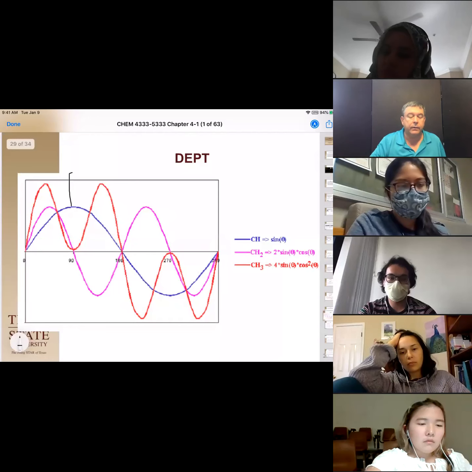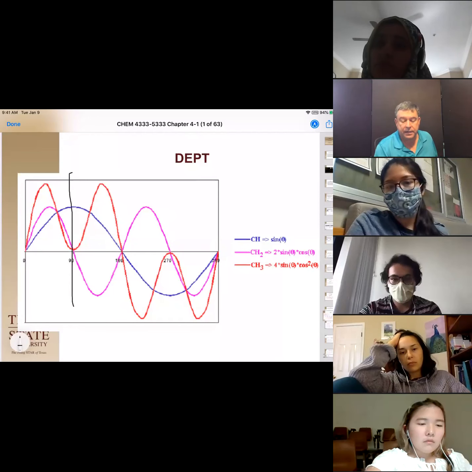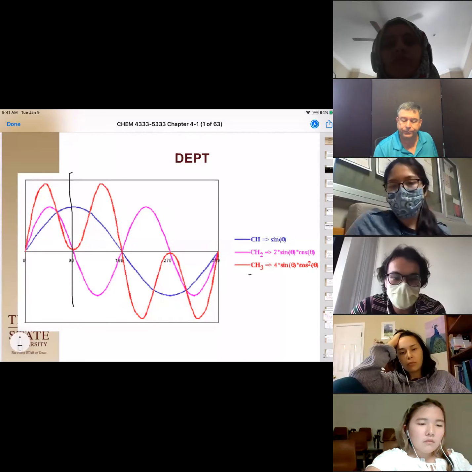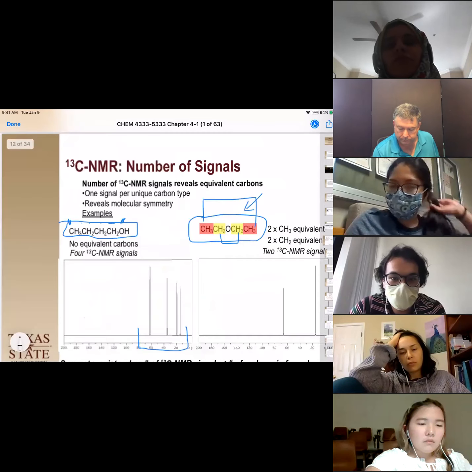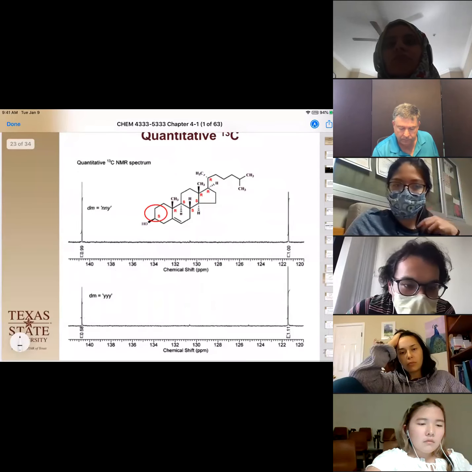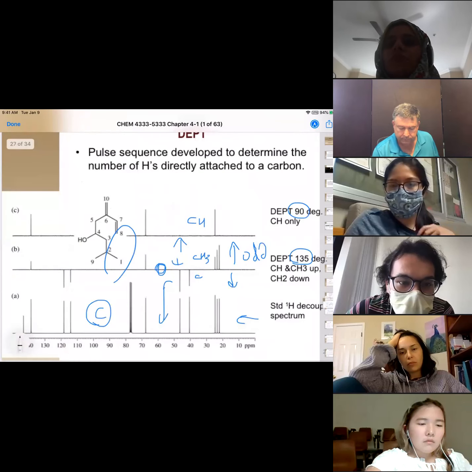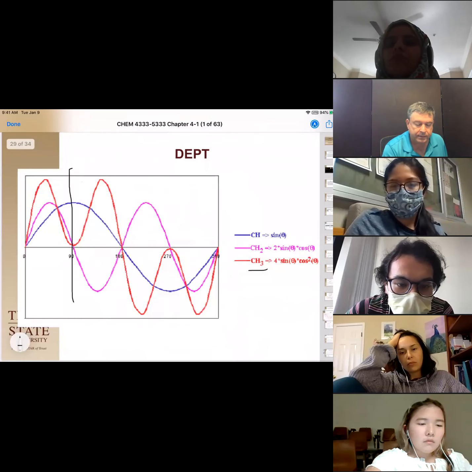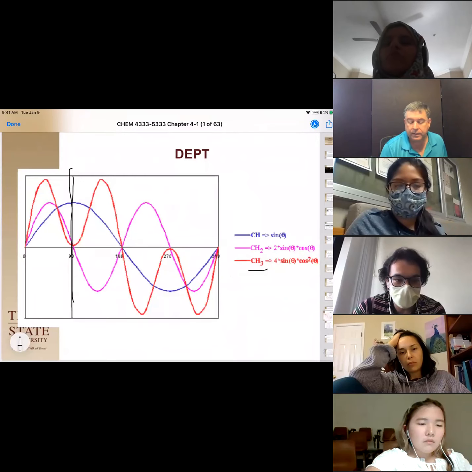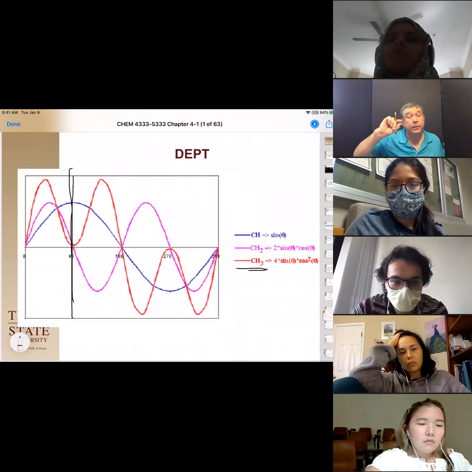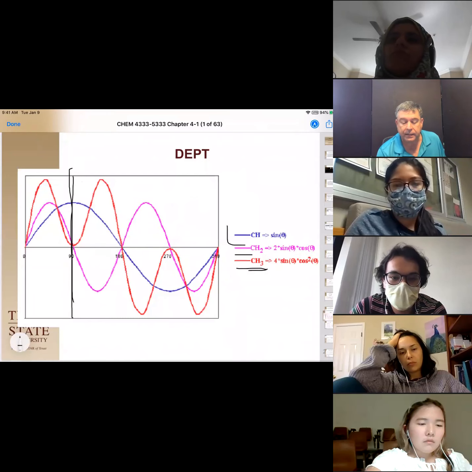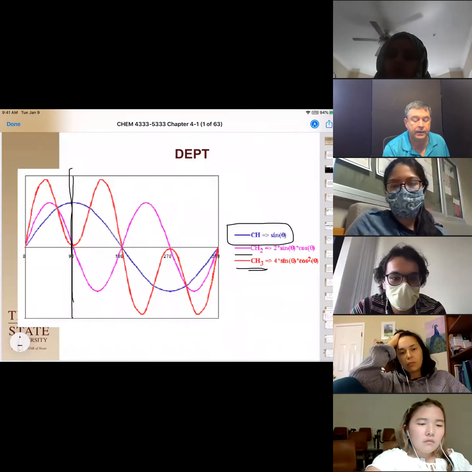Notice at this 90 degree mark here, the CH3s are at 0 intensity. The CH2s are also at 0 intensity. So the only thing we see is the CH. That's the only thing with a positive intensity. The rest of these are right here at 0.